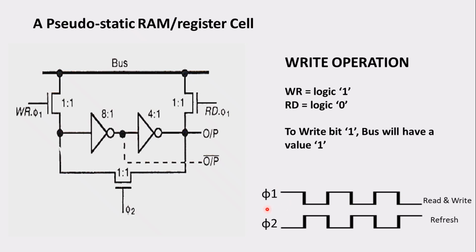So one is phi 1 and then one more is phi 2. So what is this phi 1 meant for? It is meant for read and write, and then this phi 2 is meant for refreshing the data. So now let us look.